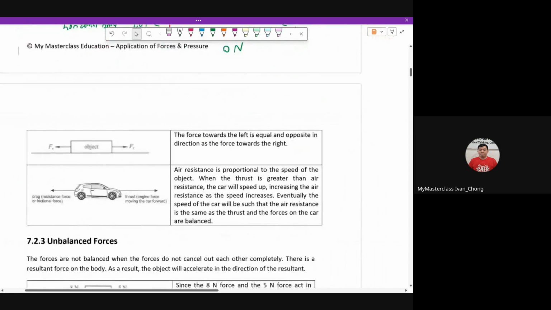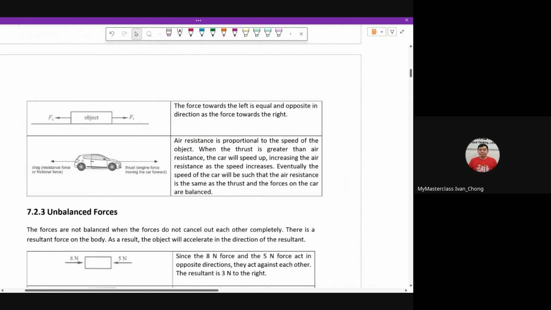Okay, so you can see over here, diagram-wise, your rightward force and your leftward force are the same. So what we can write here is that there is no resultant force. Okay, and since there is no resultant force, my object is either, number one, stationary, or number two, moving at constant speed.